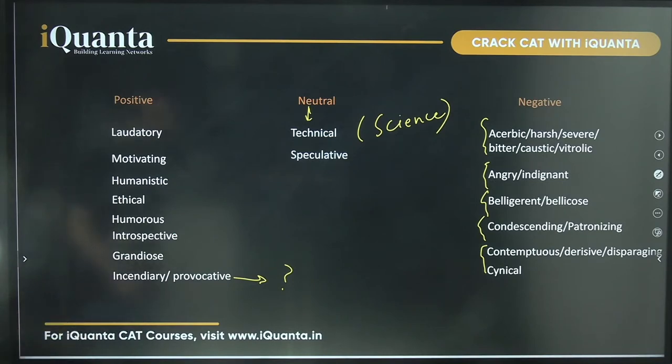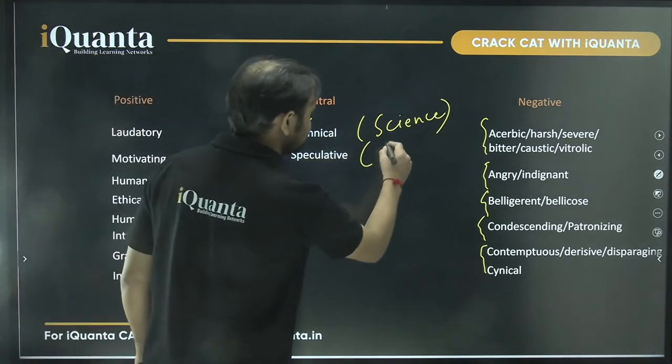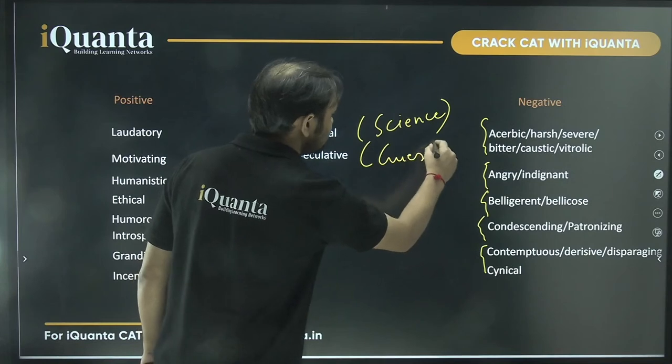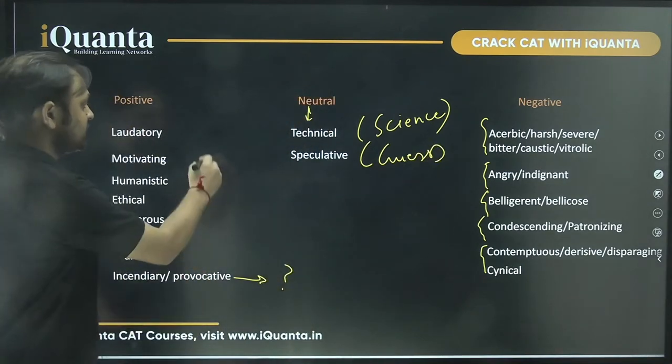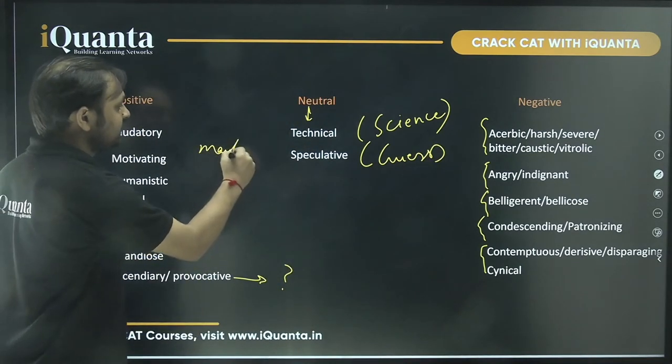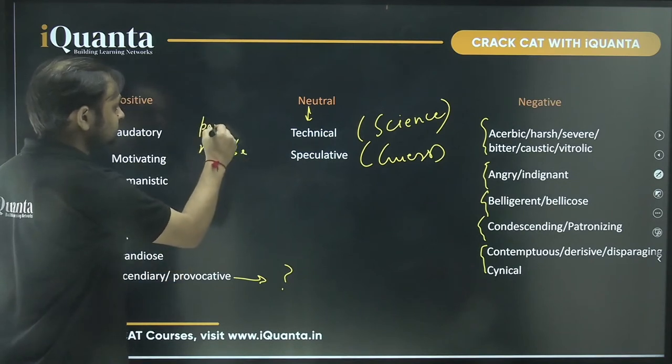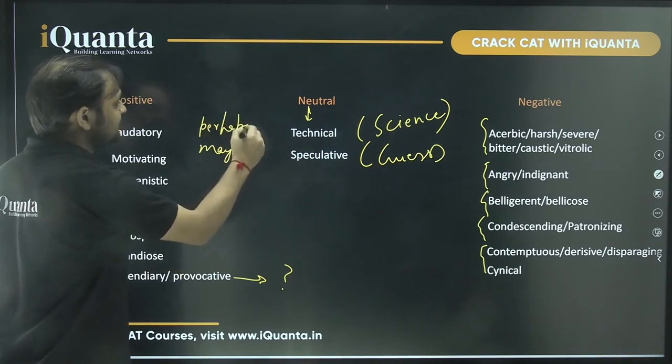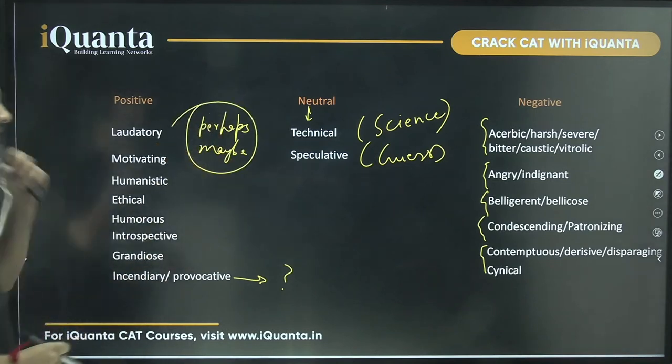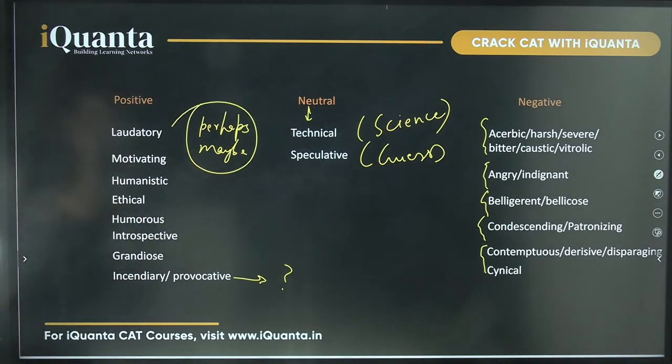Then you could be speculative. Speculation is simply guessing. You are never sure about anything, and words like maybe, perhaps will be dominating in this kind of writing. You are just making guesses, and it could be like this, and it should be like this. Perhaps this could be better than the current version. But you are not very sure.